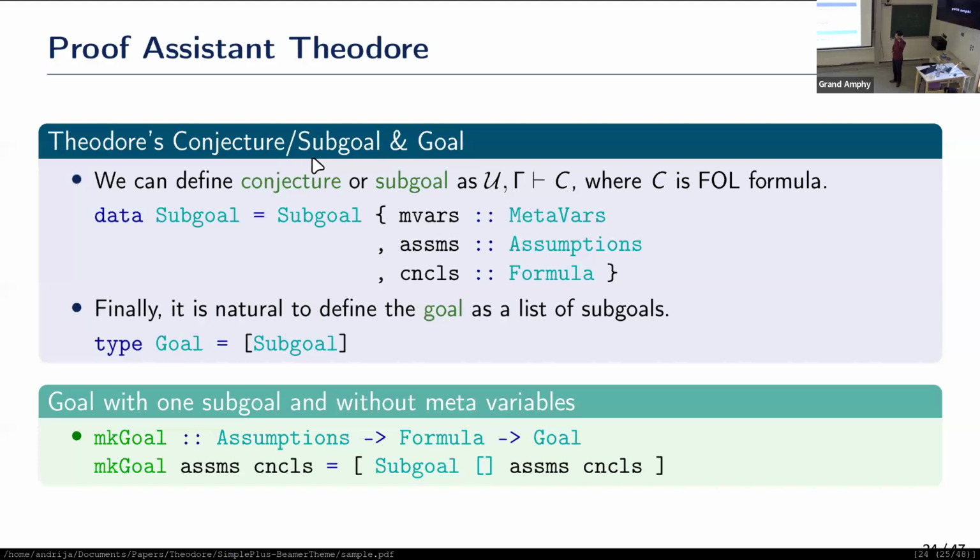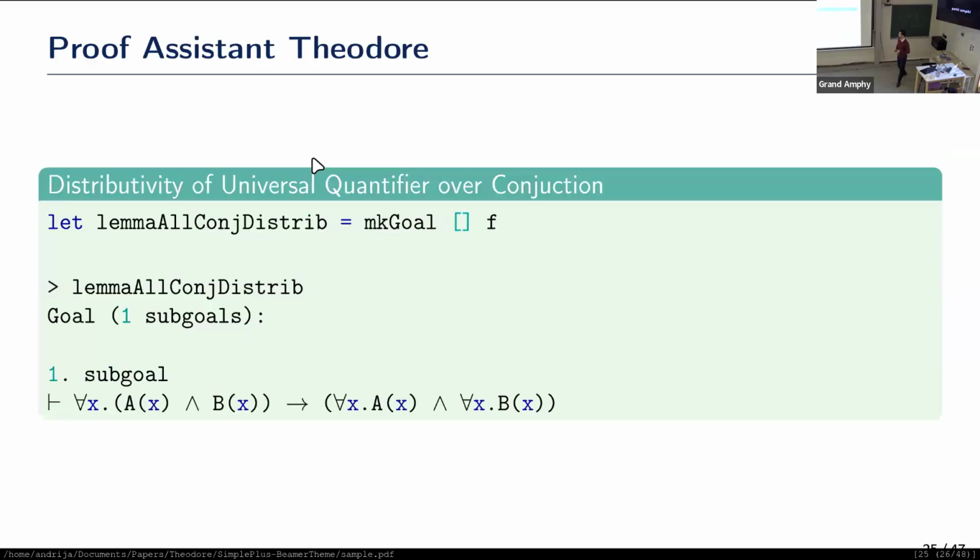So now we can make our goal. We're going to just use this function with an empty list of assumptions and conclusion f. And Theodore outputs this. Then we have one goal that gets this subgoal.